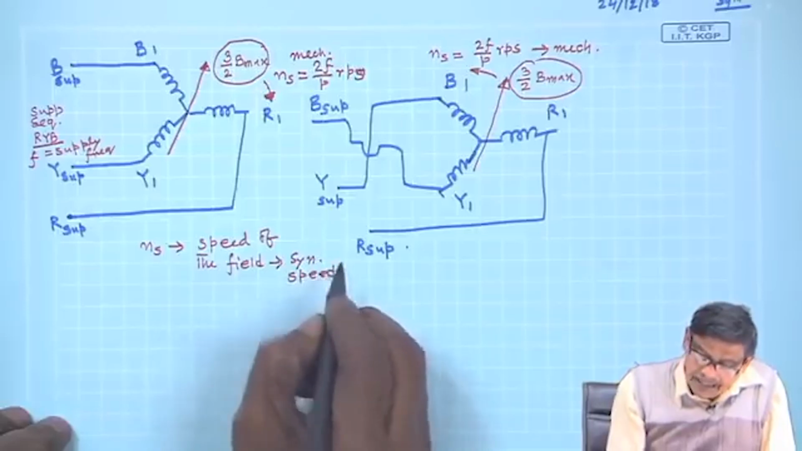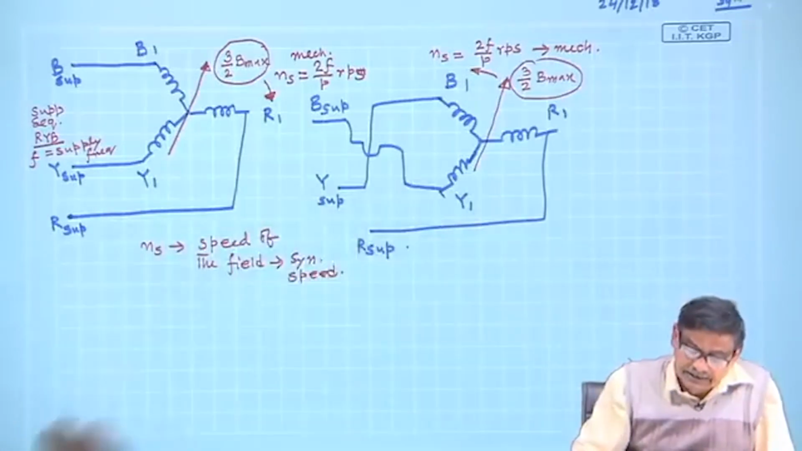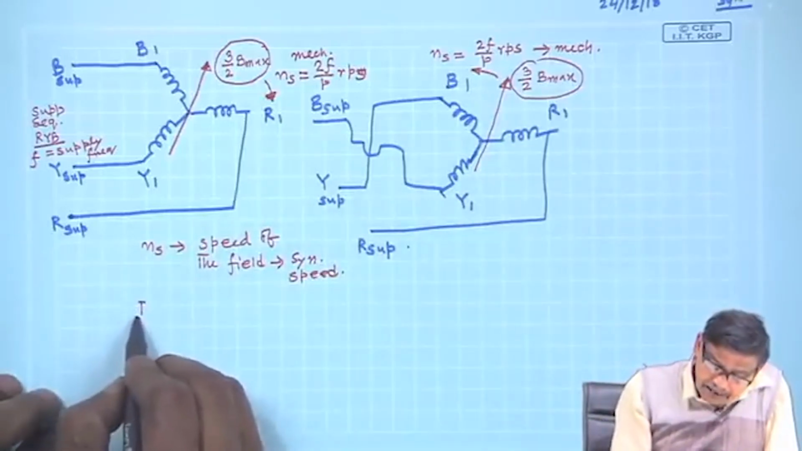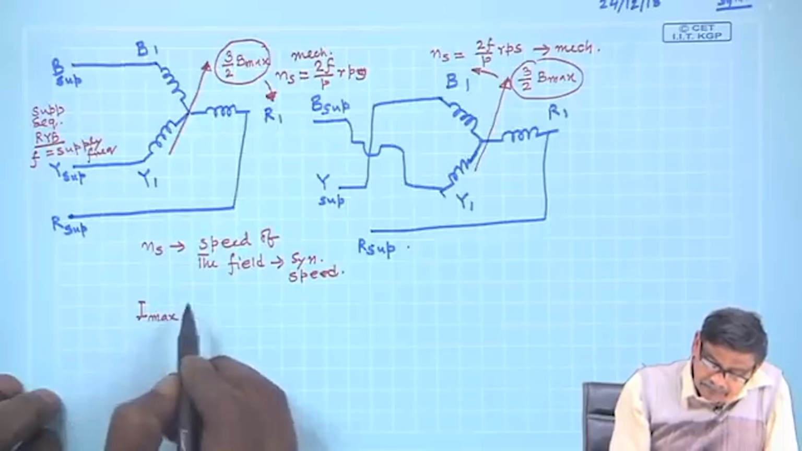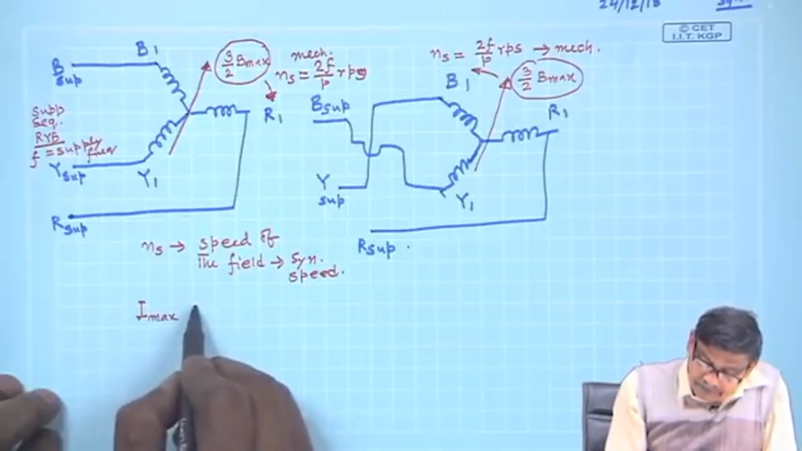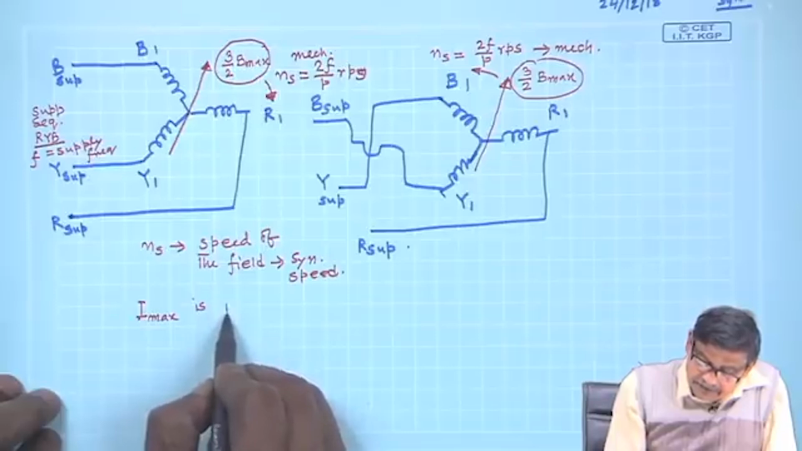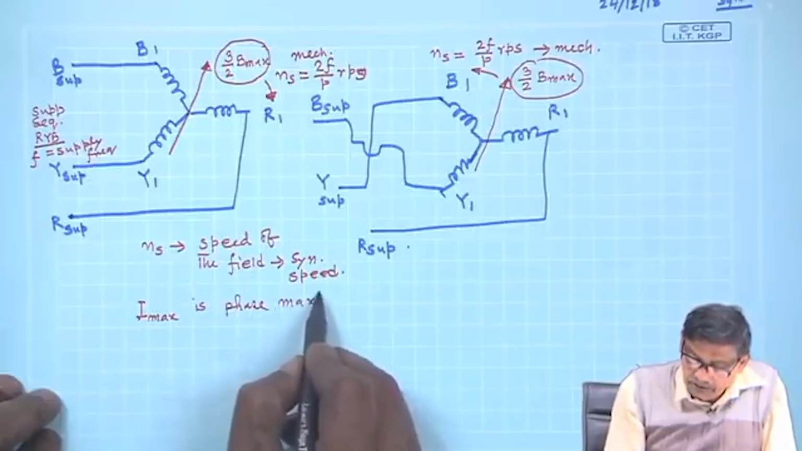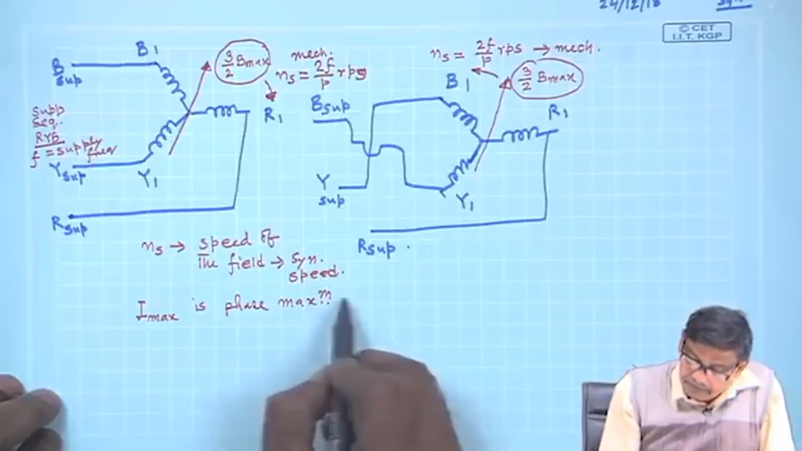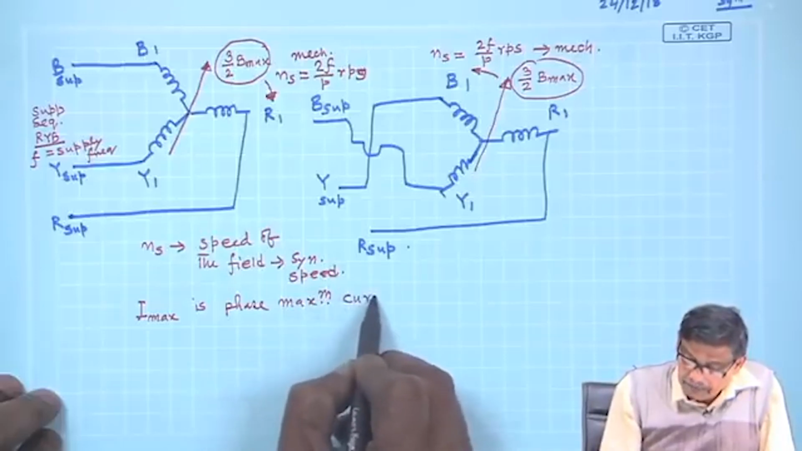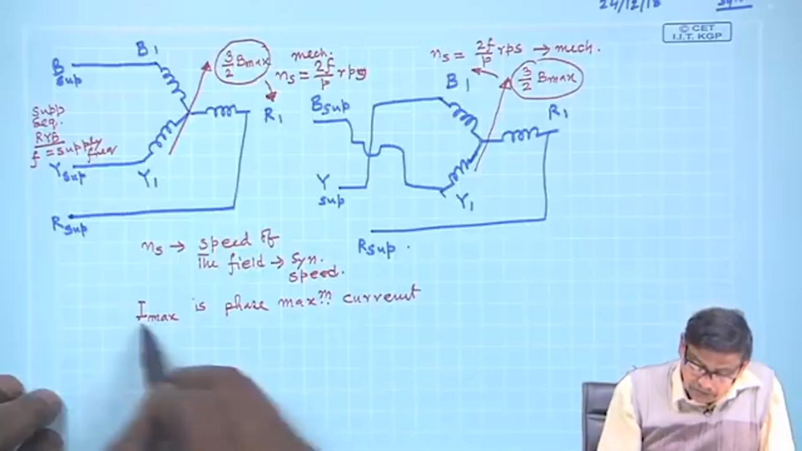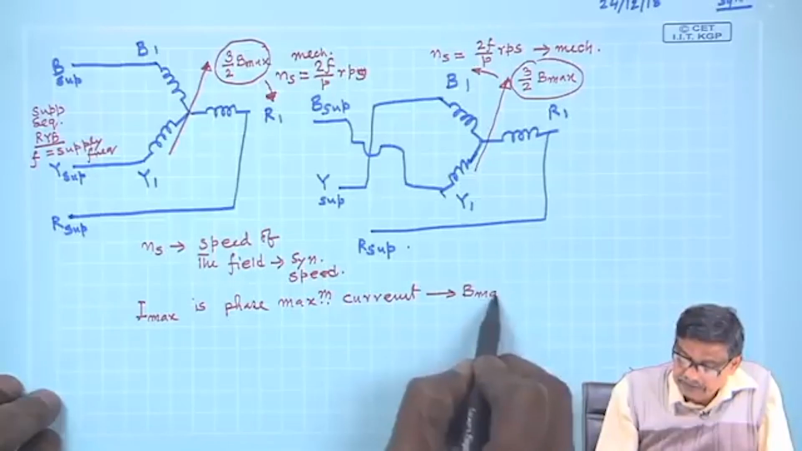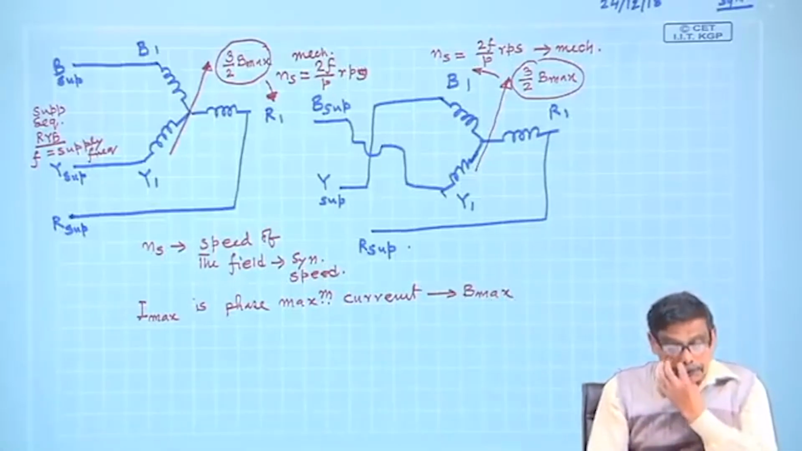Clear? Achha, one interesting thing, and what is this B max? Remember, I max is the phase maximum current, because sinusoidal current they will draw phase maximum current. Corresponding to that I max, whatever is B max, that is B max, that you should remember.